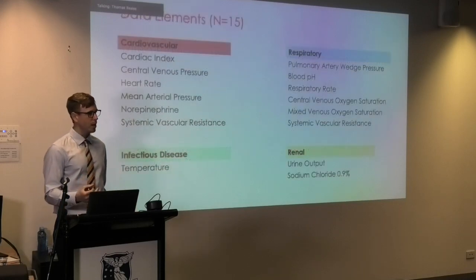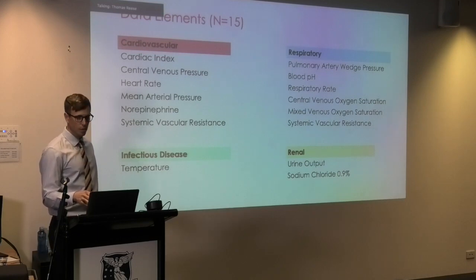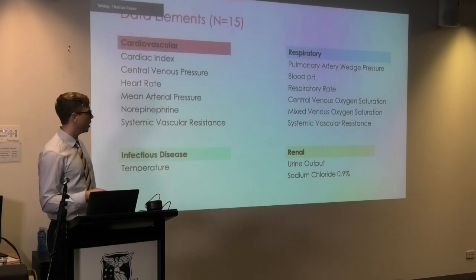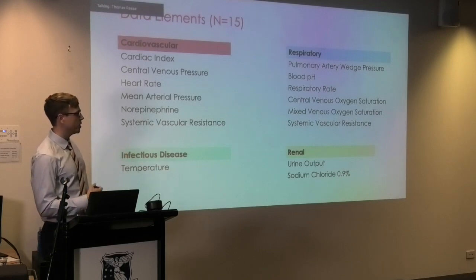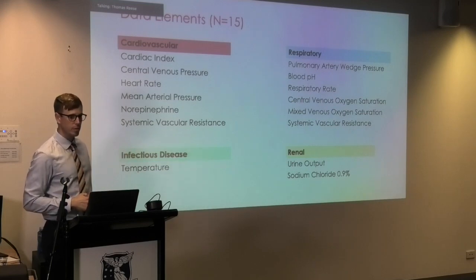So we used 15 data elements for this, in 4 physiologic and problem-based groups that included cardiovascular, respiratory, infectious disease, and renal. And we got these from that first study where we identified the highest priority and grouping of these data elements.